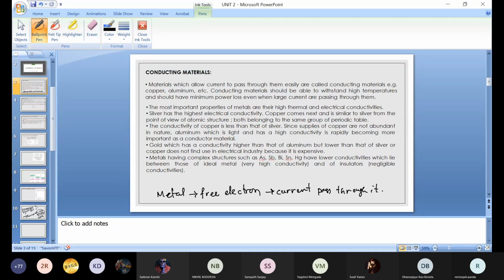Examples, as I told you, all kinds of metals are good conductors of electricity, like copper, silver, aluminum and gold, and these are called conducting materials. These materials conduct electricity even at high temperature. They can withstand high temperature, and they should let the current pass through them with minimum loss, minimum power loss.